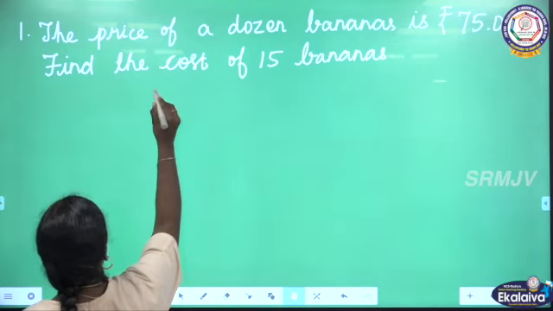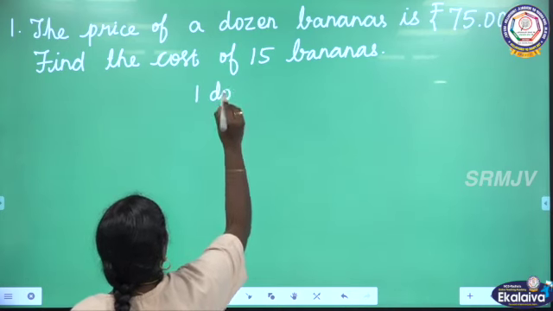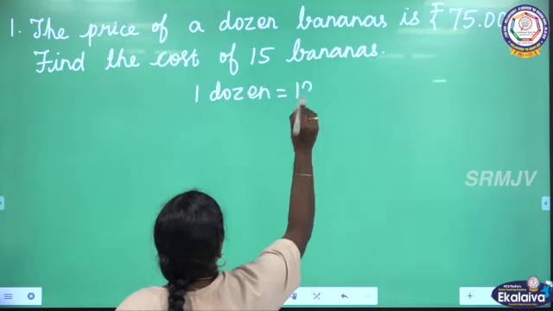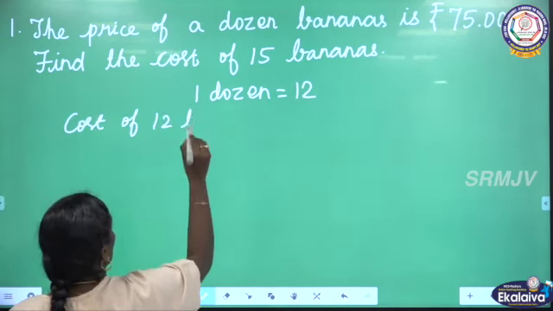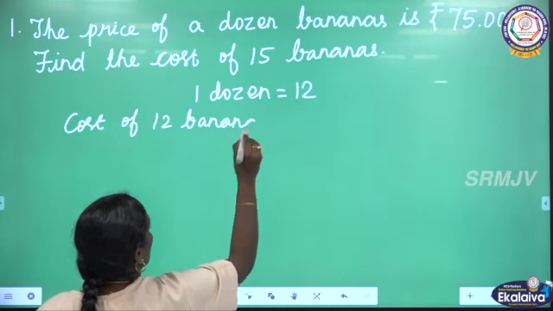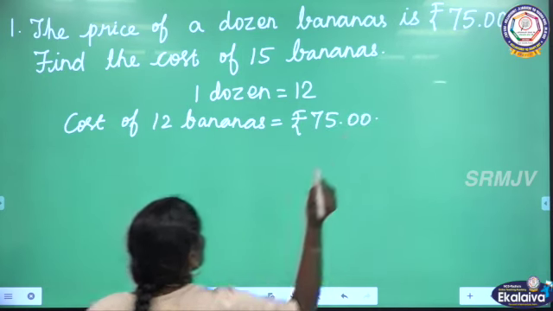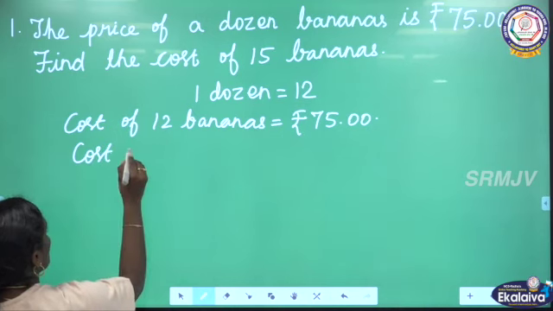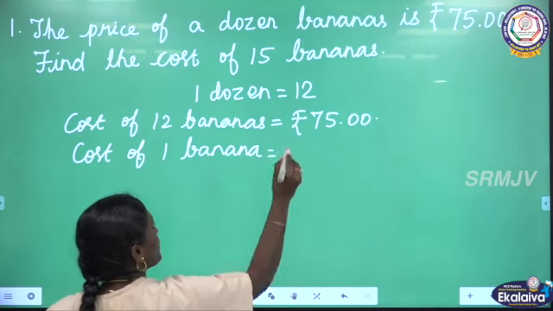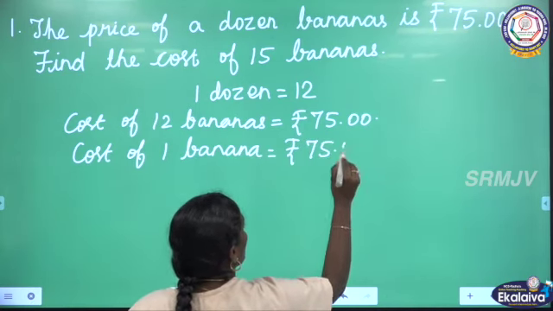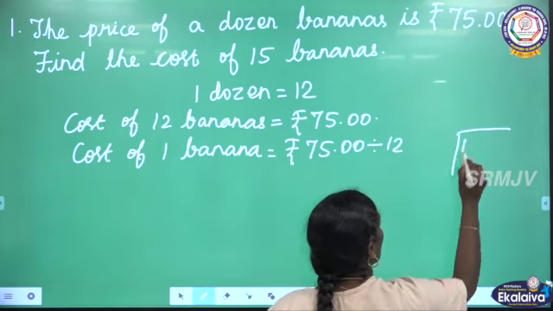Okay. 1 dozen is equal to 12. So cost of 12 bananas is given. Cost of 12 bananas is equal to rupees 75. From this we are going to find the cost of 1 banana by division, is equal to rupees 75 divided by 12.